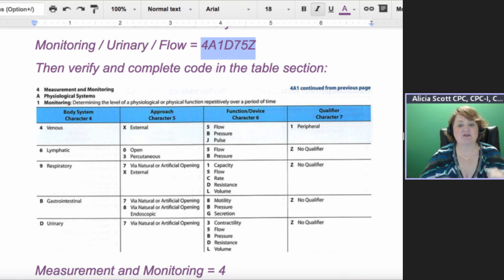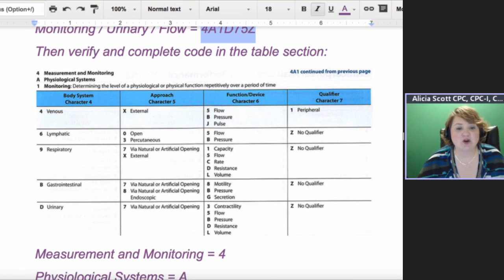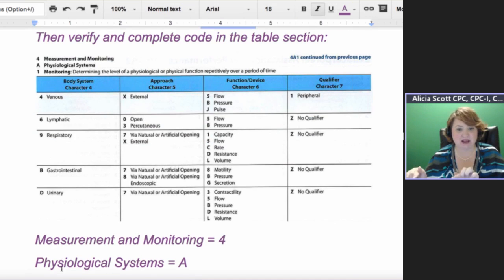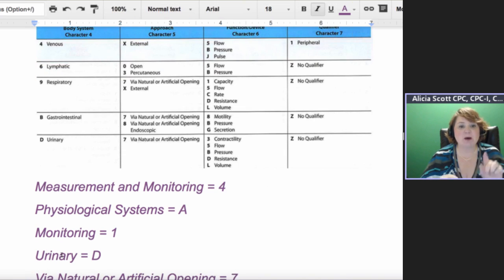This is a great graphic that Chandra found. So the next thing is the physiological systems, A. Okay, so we have 4A so far. And then what are we doing? What are we actually doing? We're in the section of, we got our first block, we're doing measurement and monitoring. The next is an A, the physiological systems. And then the next block is a 1, we're monitoring, right? And that's repetitive.